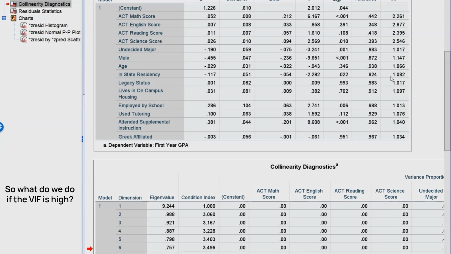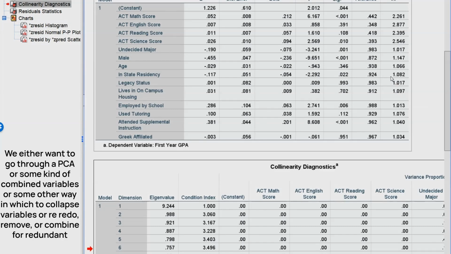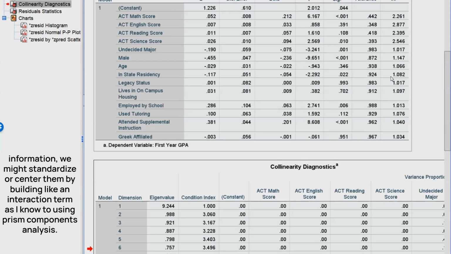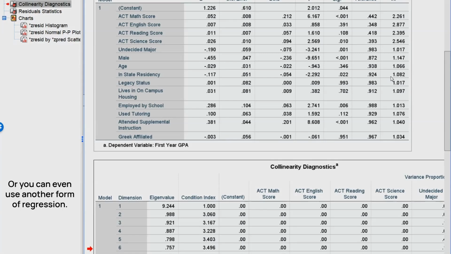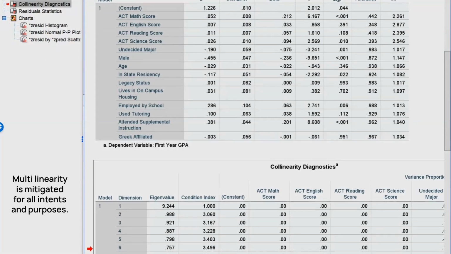So what do we do if the VIF is high? We either want to go through a PCA or some kind of combined variables or some other way in which to collapse variables or remove or combine redundant information. We might standardize or center them by building an interaction term, as I noted, using principal components analysis, or you can even use another form of regression where multicollinearity is mitigated for all intents and purposes.